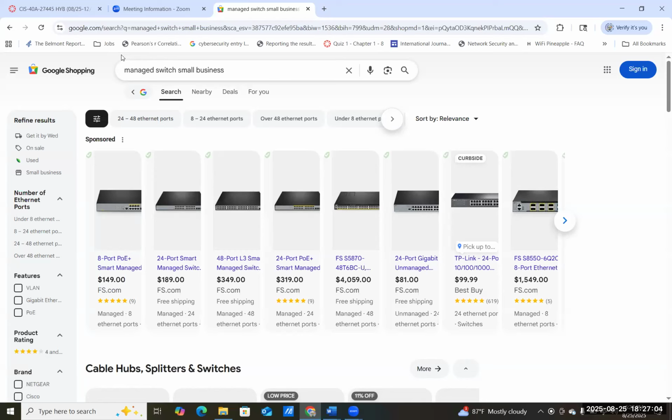Well, depending on the features that you have on it, sometimes that could be due to the brand, right? So you notice that there are different brands, right? Not just Cisco. There's TP-Link, there's FS, there are other brands outside of Cisco. And then an unmanaged switch is just a dummy switch. You can't configure it, you just plug it in and it's ready to go.